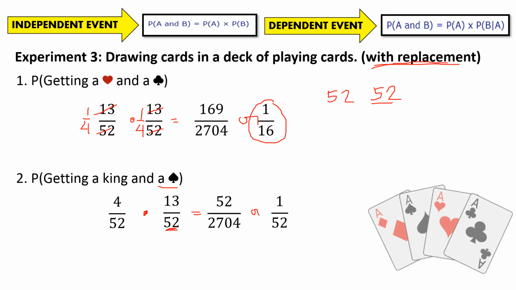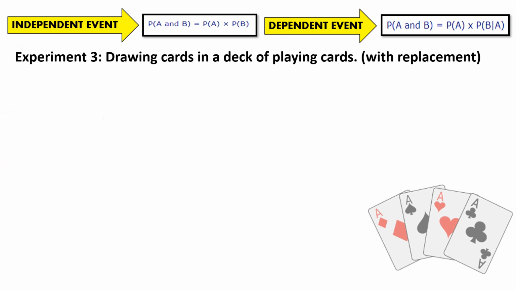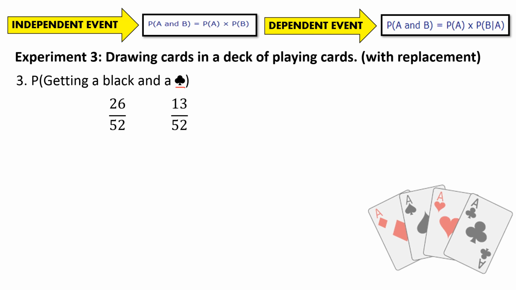Number 3. Probability of getting a black card and a spade. The number of black cards is 26, so 13 for spades and 13 for clubs. So we have 26 over 52 for black cards, and 13 over 52 for spades. Keep in mind, under independent event, the previous event doesn't affect the next event. So we multiply these, and we have 338 over 2,704, or in simplest form, 1 over 8.